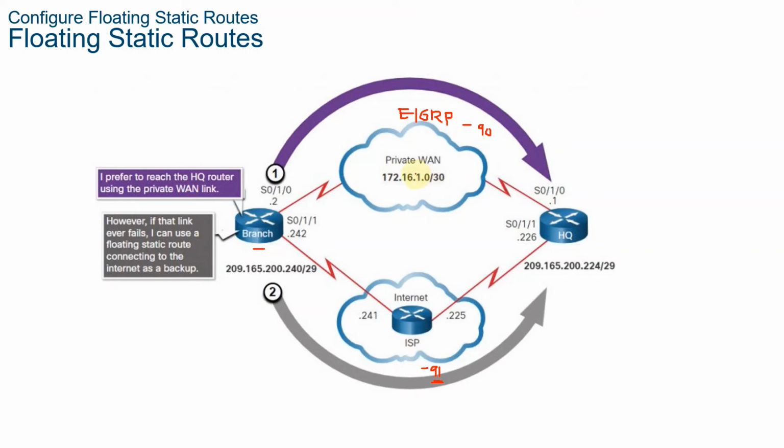So if the private WAN link fails and the EIGRP route disappears, for instance, from the routing table, the router selects the floating static route as the best path to reach the headquarters here. Okay? So that's when we use the floating static route. If the primary link fails, you've got the secondary link, so that will capture and continue the operation of the organization. All right, so again, that's how and when we use floating static routes.